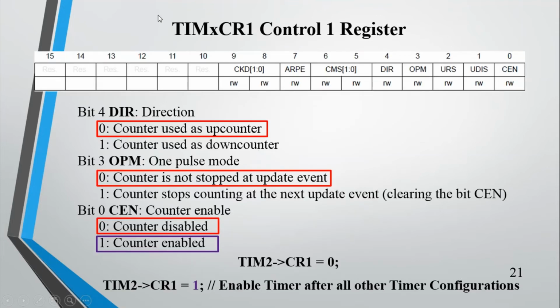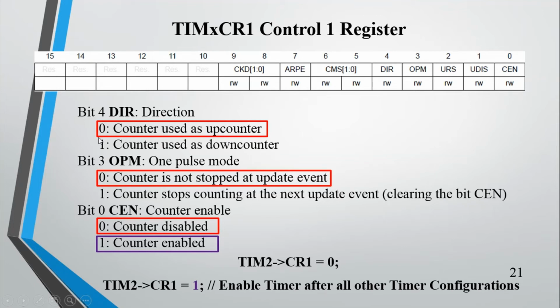Then the next configuration you need to do is to configure timer control register 1. These are the bits present in the timer control register. In that, only 3 bits you need to configure. The 4th bit shows the direction. For the time being, I need to configure the direction as up counter. So I am configuring timer 2 as up counter.